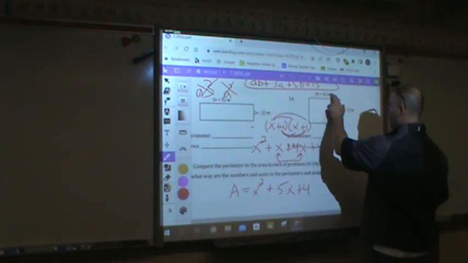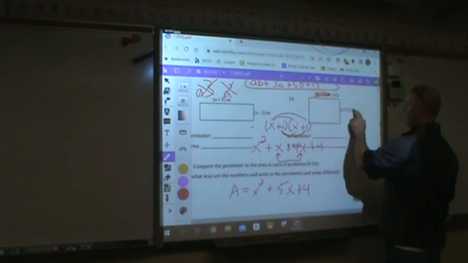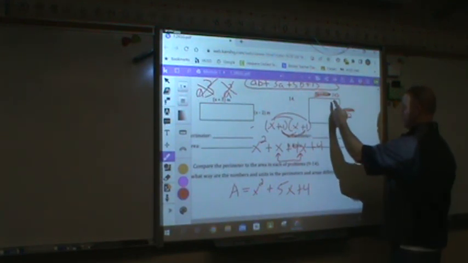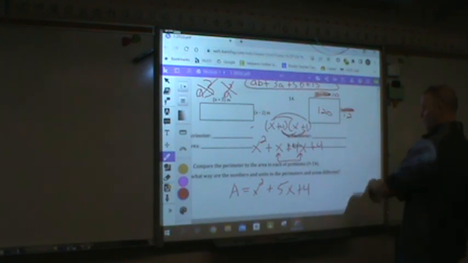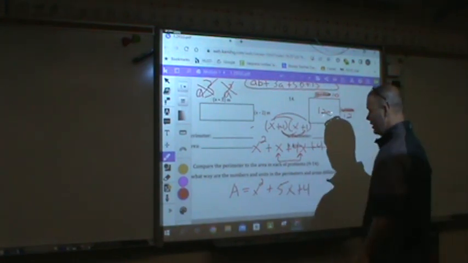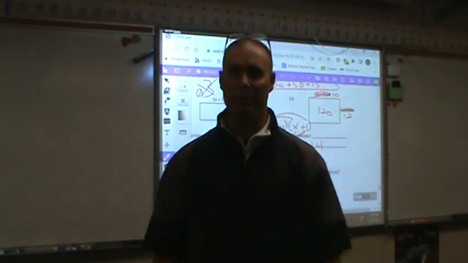It's kind of like, hey, what if I said my area was 10 by 12? Well, that's pretty easy. 10 times 12 is 120, right? Because you multiply 10 times 12. This is how I express the area. So there you go. We'll talk about 15 later.